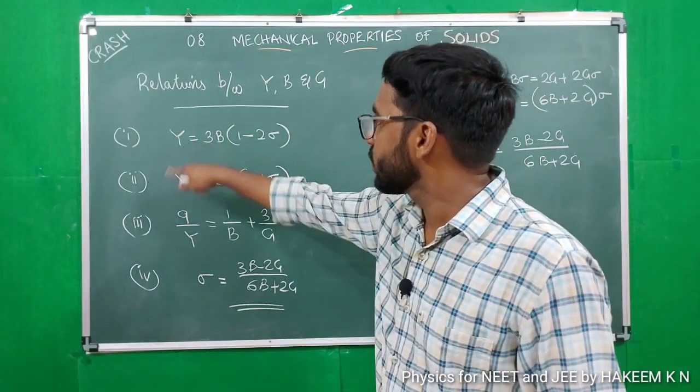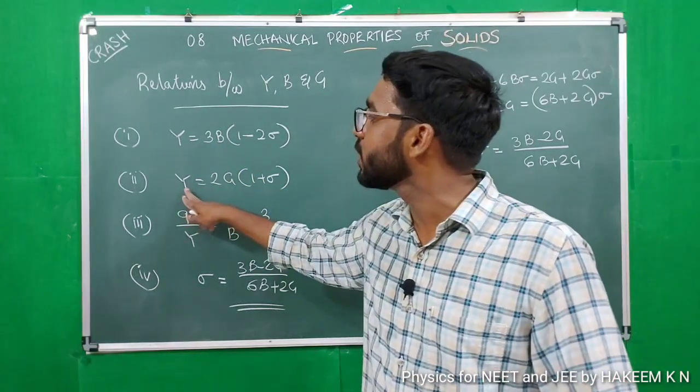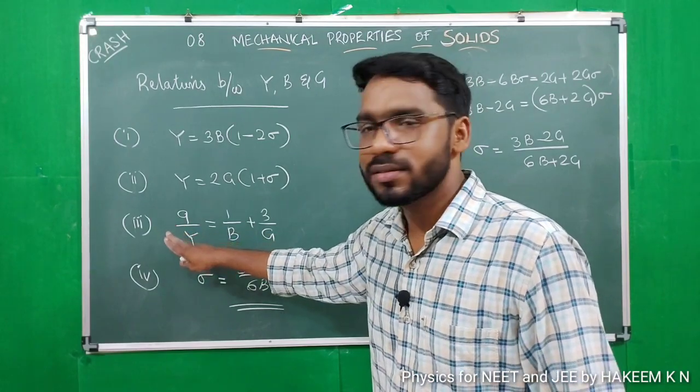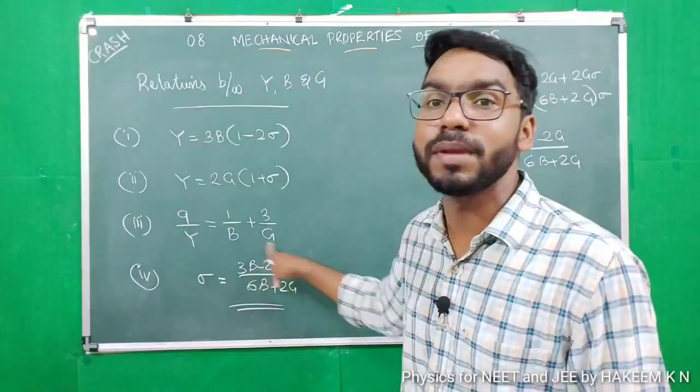First relation is the relation between Young's modulus and bulk modulus. Second relation is between Young's modulus and rigidity modulus. Third relation is between the three moduli Y, B and G. And the fourth relation we can say is the relation between B and G.